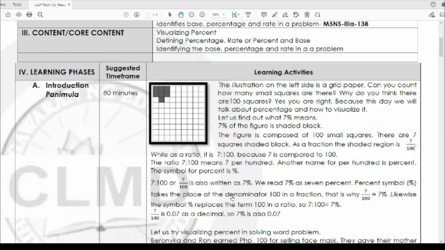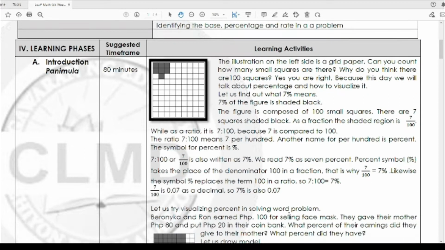The percent symbol takes the place of the denominator 100 in a fraction. That is why 7 over 100 is equal to 7%. Likewise, the symbol percent replaced the term 100 in a ratio. So, 7:100 is 7%. 7 over 100 is 0.07 as a decimal. So, 7% is also 0.07.